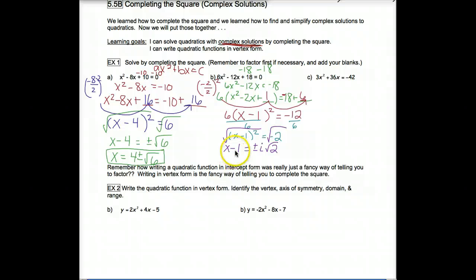So last step is to add the 1. Remember, these are not like terms. The positive 1, you can't add that with i's, and you also can't add it with square roots. So can't combine those, so it just stays 1 plus or minus i radical 2.